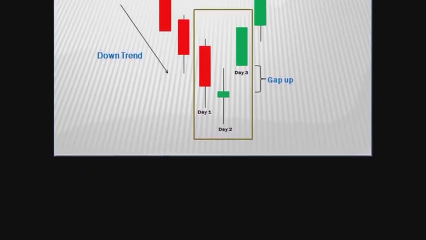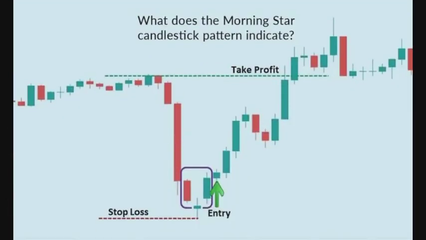How do we trade the morning star candlestick pattern? We wait for confirmation or completion of the pattern. The morning star is more reliable when the third candle closes above the midpoint of the first candle. We enter a buy trade at the close of the third candlestick. We place our stop loss below the low of the candlestick pattern and target a 1:3 risk to reward ratio, or take our profit at the next available resistance level.